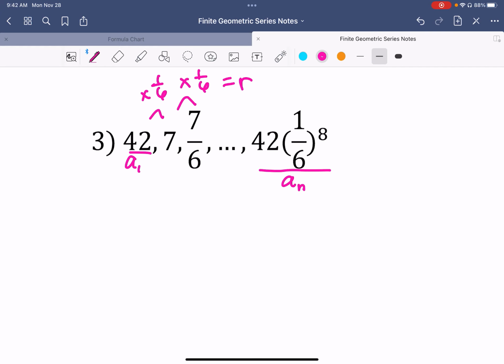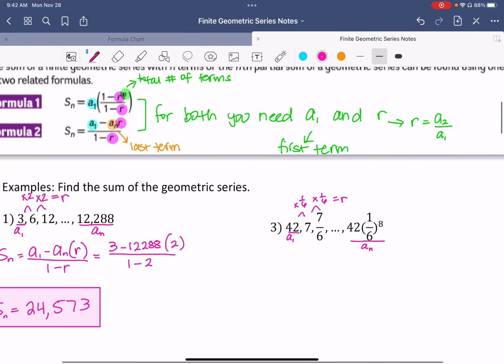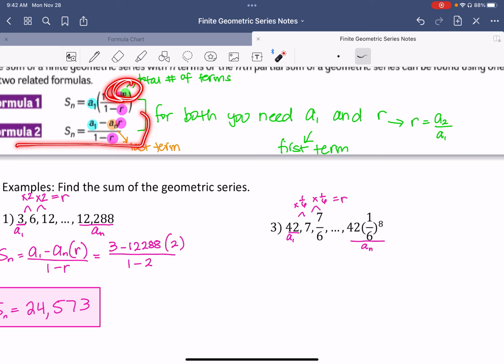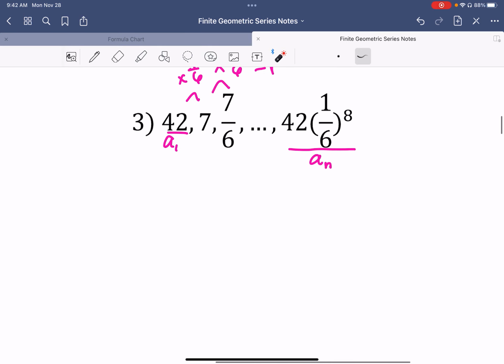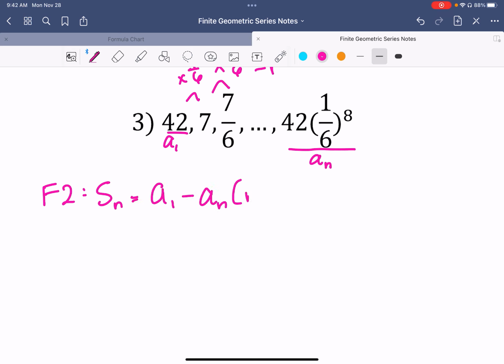So this is the common ratio. Again, we don't know the number of terms, so we're still going to be using formula 2 because we do have the last term. So we have formula 2: S sub n is equal to the first term minus the last term times the common ratio, all over 1 minus r. So the first term, which is 42, minus the last term, which is 42 times 1/6 to the power of 8.